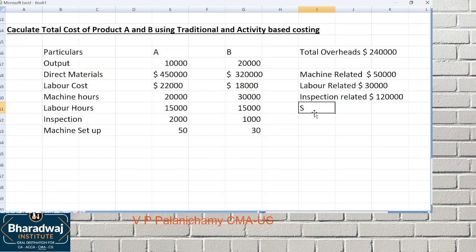Take up this question, please, then we'll solve. If you look at total overheads, they are 2,40,000: machine related, labor related, inspection related, and setup related. If you add up, this will come to the 2,40,000. Can you work out the cost under the traditional costing system and also using the activity based costing system? There's a small camera error.